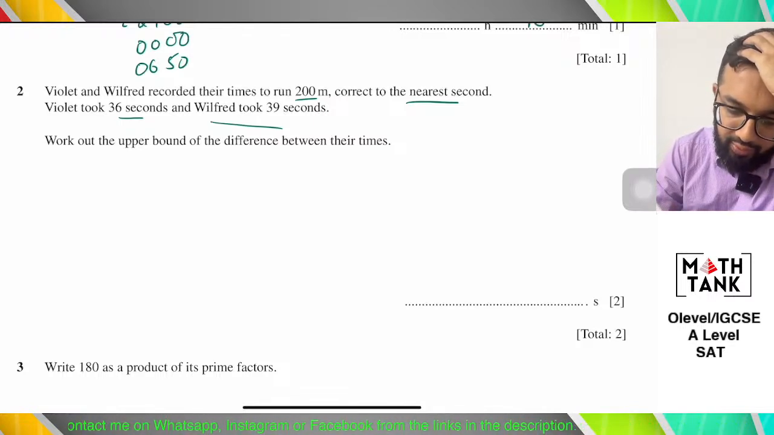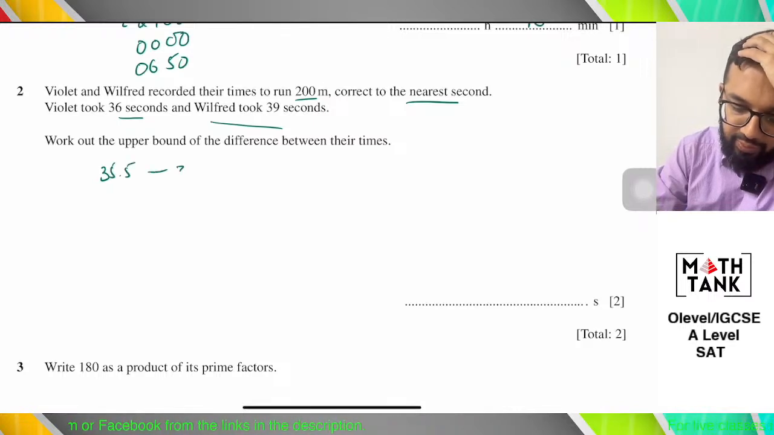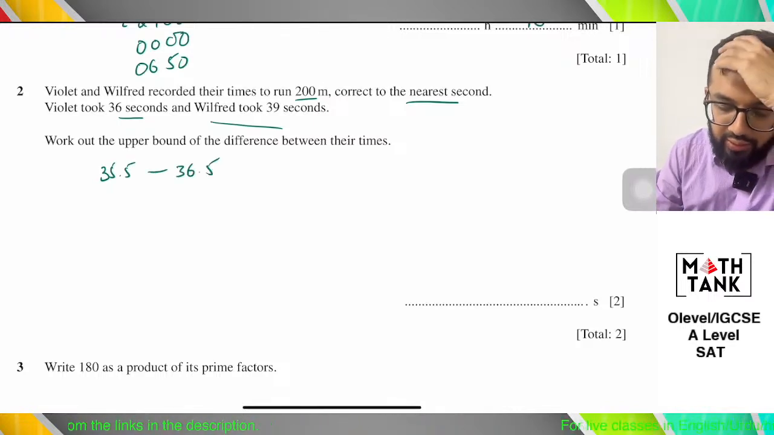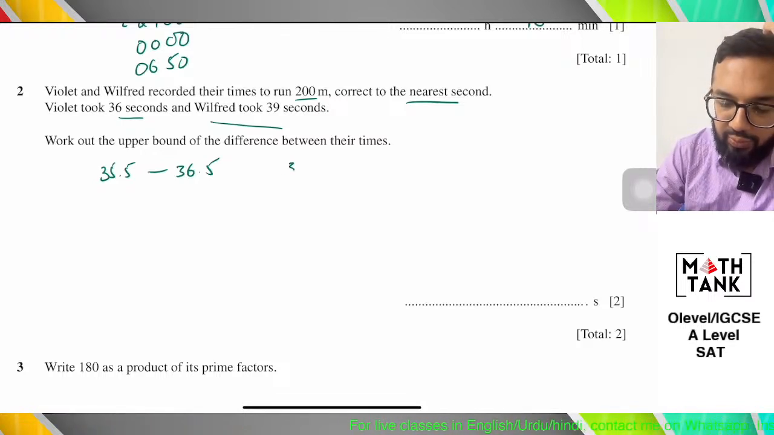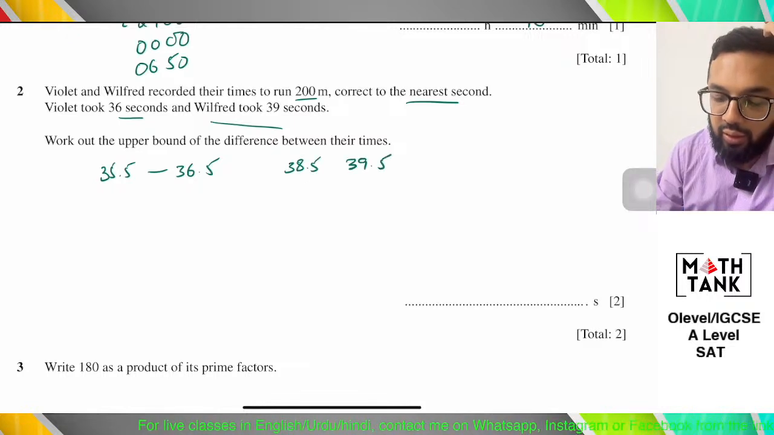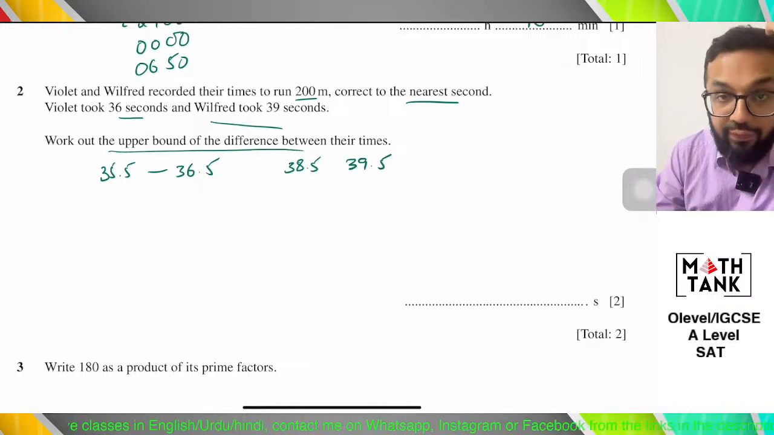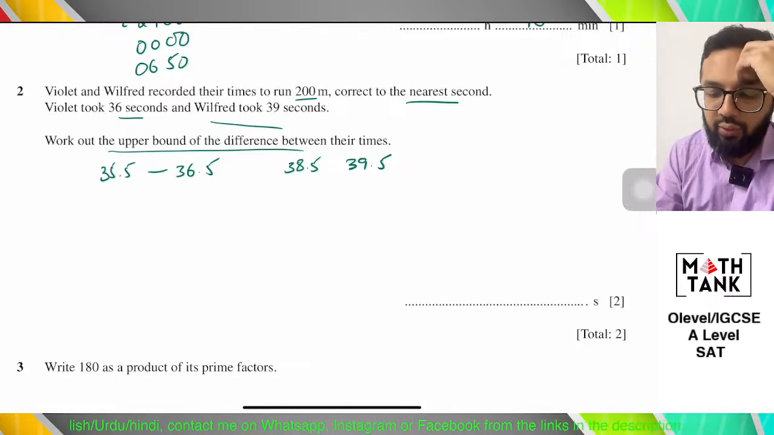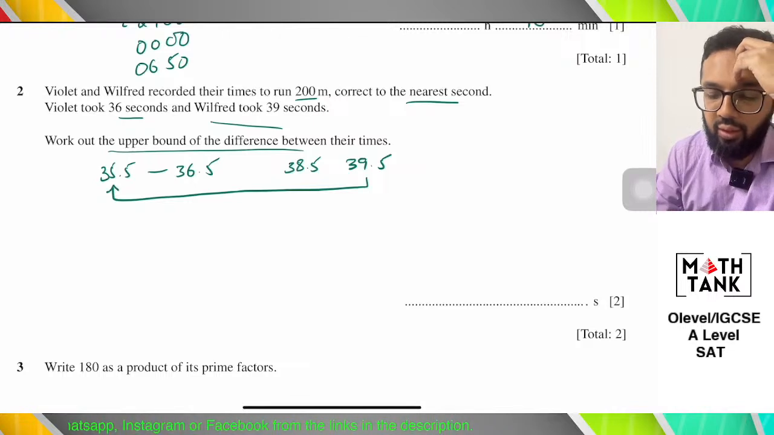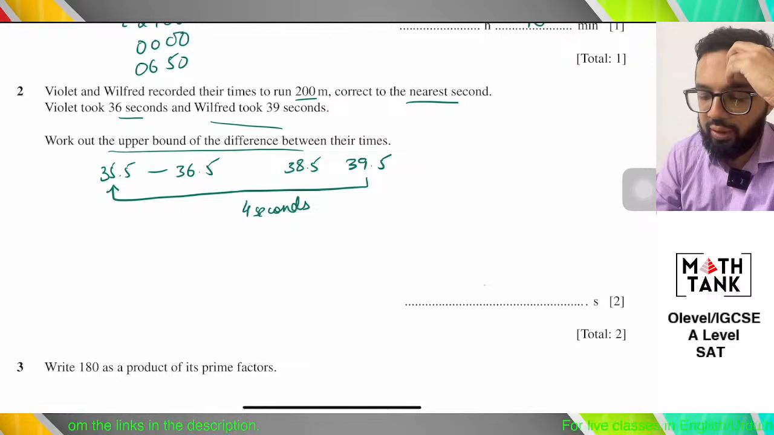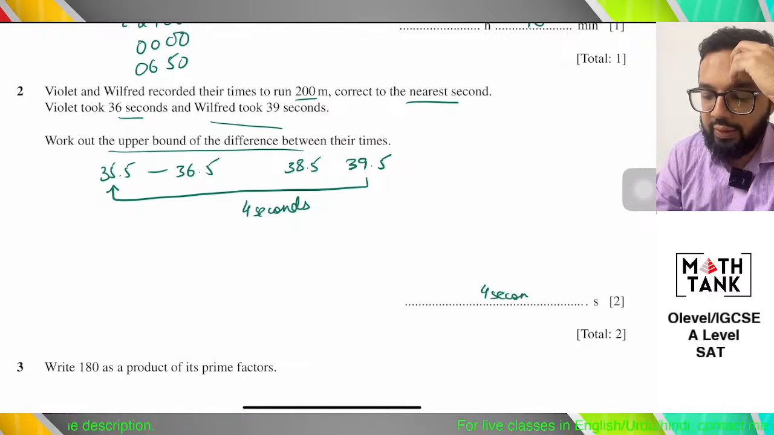So 35.5 to 36.5. Those are Violet's lower bound and upper bound, and Wilfred's lower bound and upper bound are 38.5 to 39.5. Okay, if I want to find the upper bound of the difference between their times, I'm going to take the highest time here and the lowest time there, and I'm going to say that the upper bound of the difference could be 4 seconds.